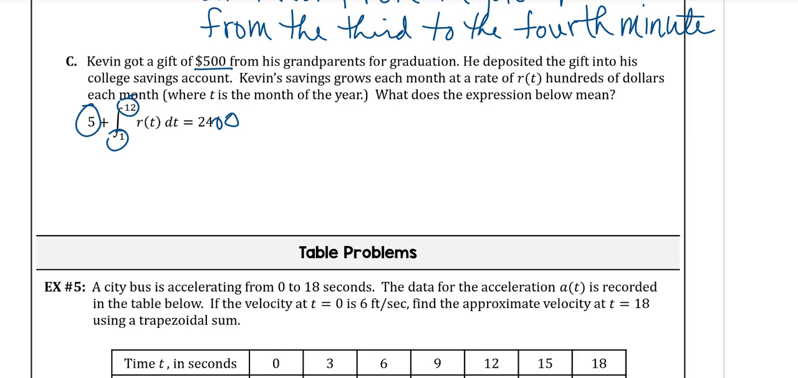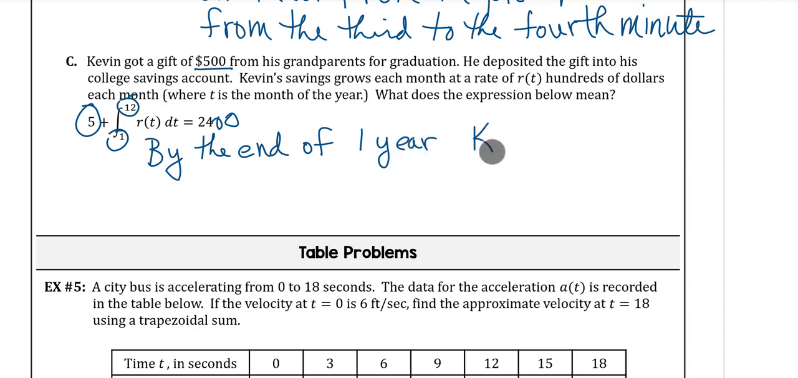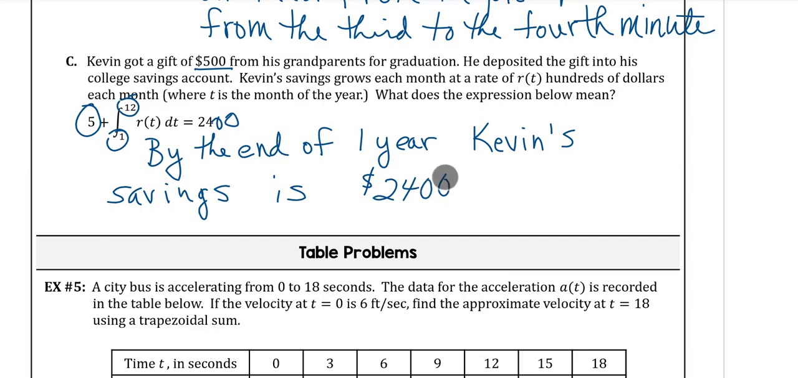So what we're going to say is, by the end of 1 year, or 12 months, however you want to say it, Kevin's savings is $2,400, because that'll be the total amount since we included the starting value.